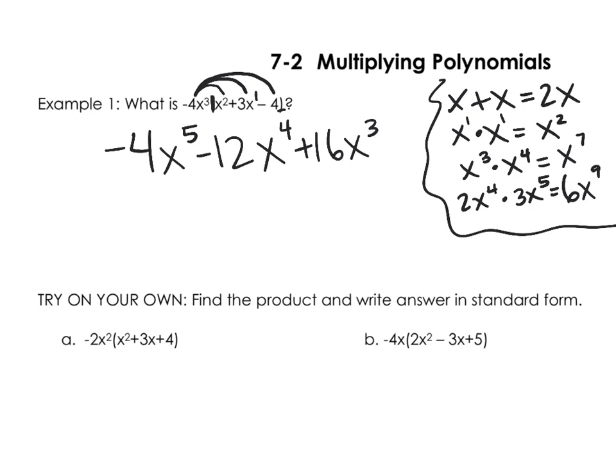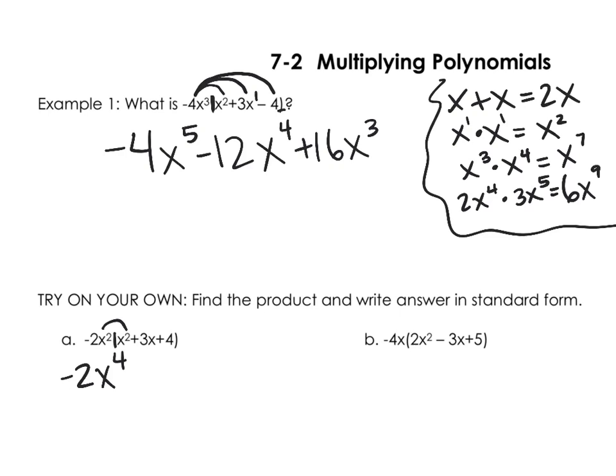Okay, if you want to pause the video and try the two down below, go ahead and do that right now. Okay, now that you've tried them, let's go over it. So on the first one, we needed to distribute and multiply times that negative 2x to the second. So negative 2 times 1 gave you negative 2. And x squared times x squared, you add those exponents, giving you x to the fourth.